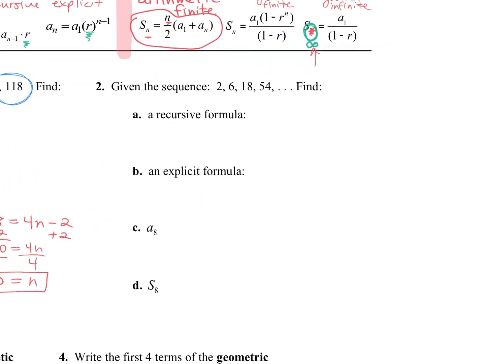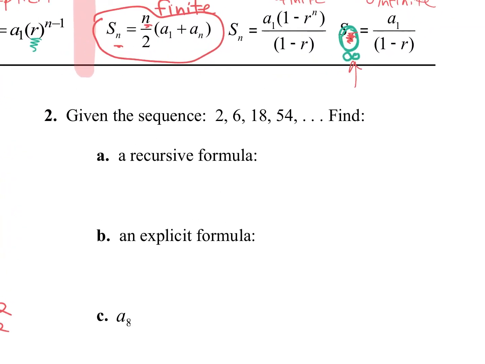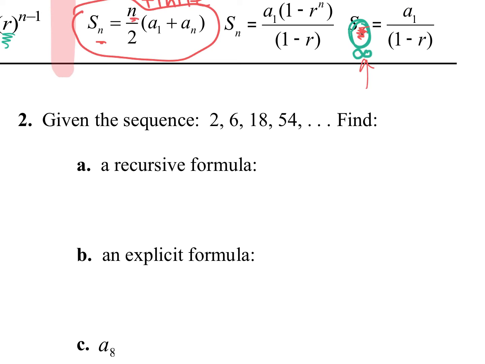Okay, next one. Here's your sequence. Tell me, is this arithmetic or geometric? How do you know? You're multiplying, right? You're going times 3, times 3, times 3. That should always be your first question, you guys. Is this arithmetic or geometric? Because that's going to really narrow down what you're working with, okay?